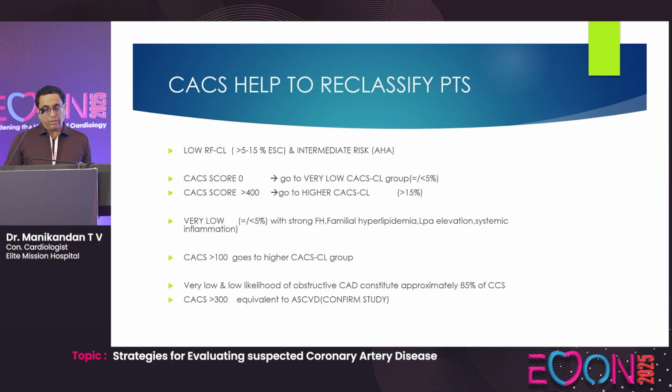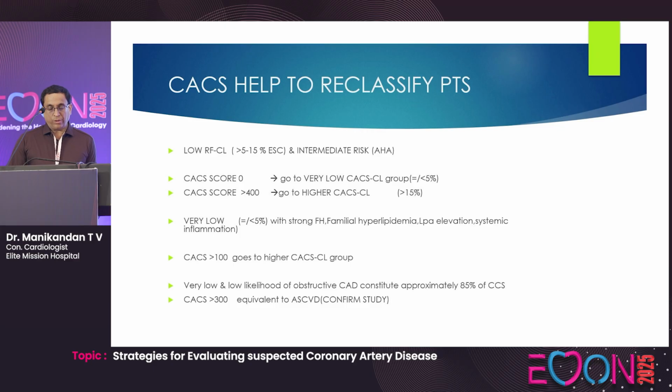And very low likelihood patients, if the patient has a strong family history, familial hyperlipidemia, increased lipoprotein A, and systemic inflammation, these patients go to the higher group. And a calcium score more than 100 goes to a higher clinical group.